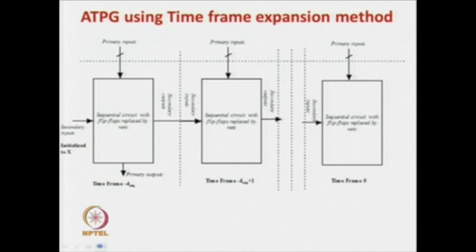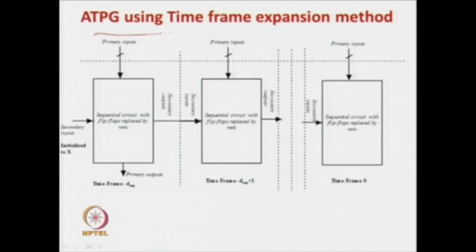This is actually called the time frame expansion method, because in 3 clock periods we have tested the circuit. In the first 2 clock periods we set the non-primary inputs, or the virtual primary inputs, or secondary inputs, to 1 and 1, and in the third clock pulse we applied the primary inputs and the testing has been done. If I want to illustrate this as a figure, this is what is being done.